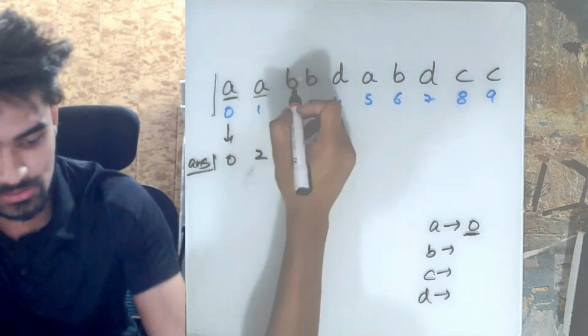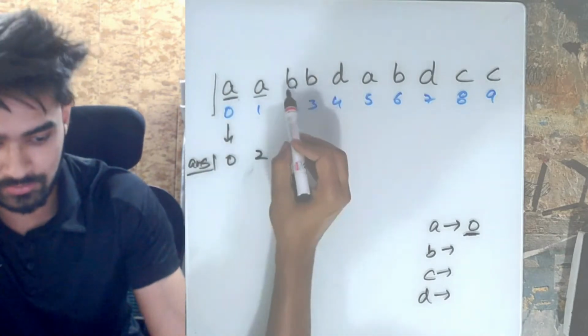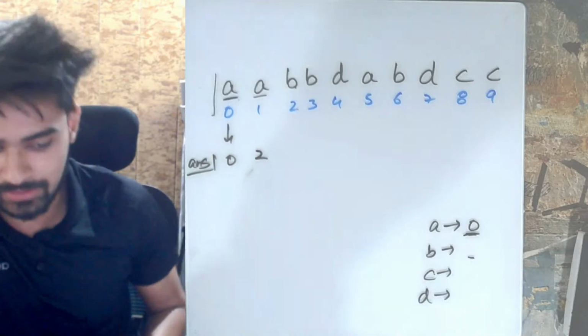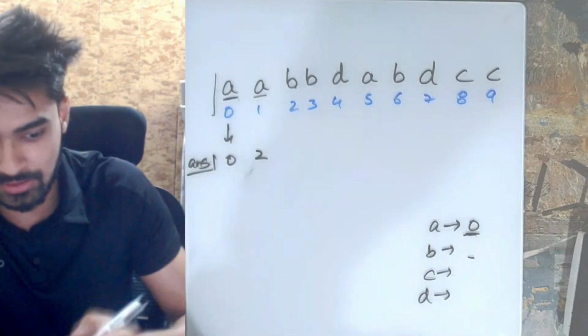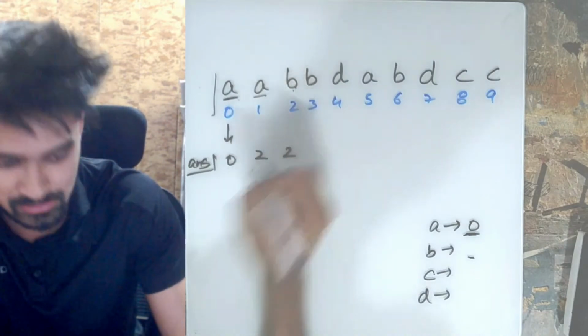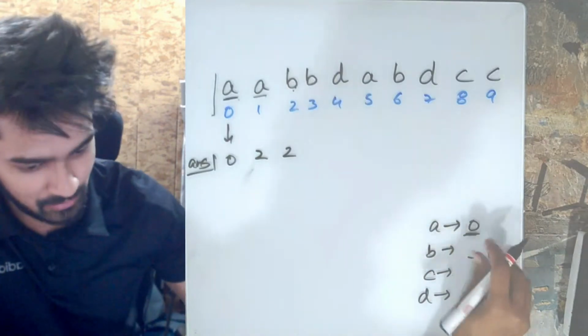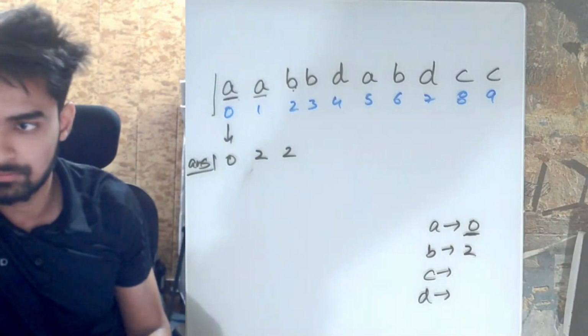Then we come on to this B. This B asks, did we have any B before this B? Since there is nothing present here, there was no B before this one. Therefore, we'll have to leave this B and the answer will be the previous index's answer only. So the answer is 2. But we know that we had a B at index 2.